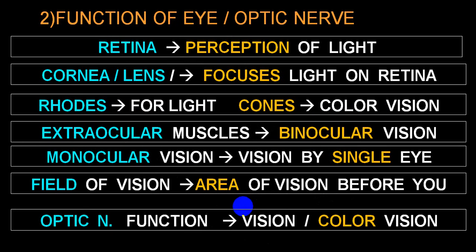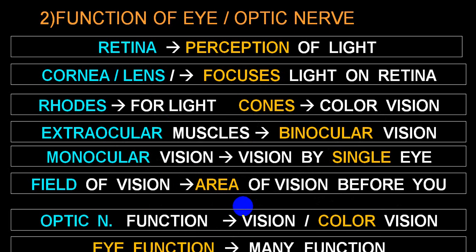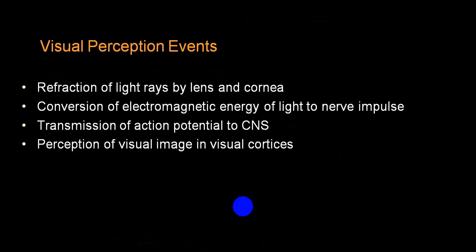Optic nerve function is vision, colored vision. These are the two main functions. And it also takes part in the pupillary reflex. The functions of the eye are many. Visual perception is because of refraction of the light rays by the lens and cornea onto the retina. There is a conversion of the electromagnetic energy of light into a nerve impulse.